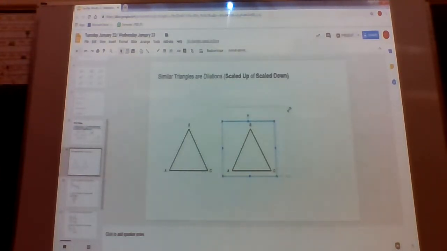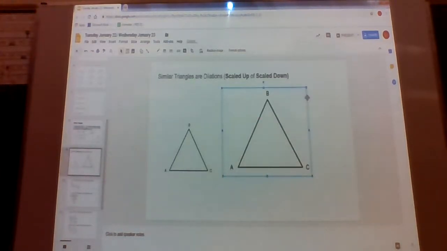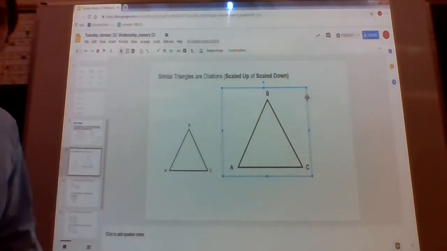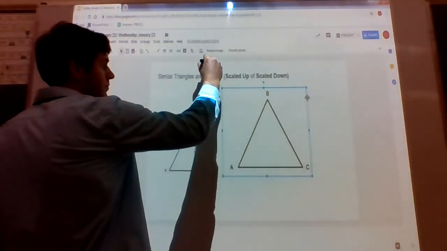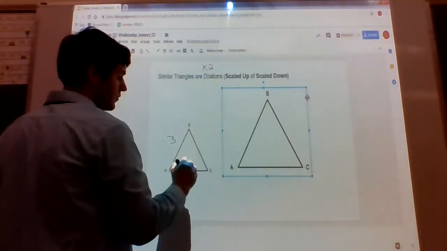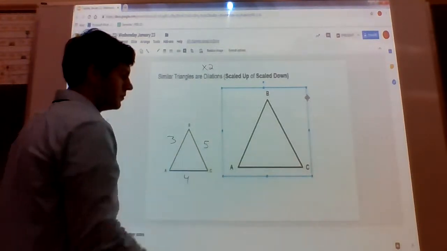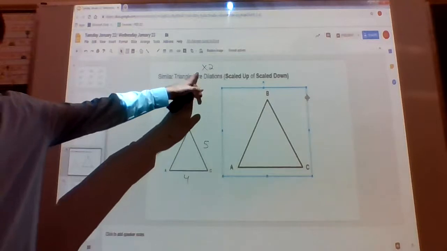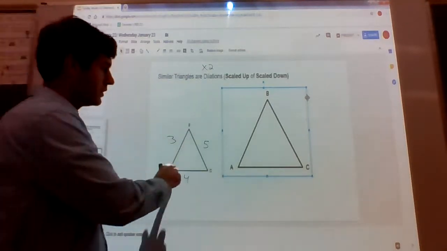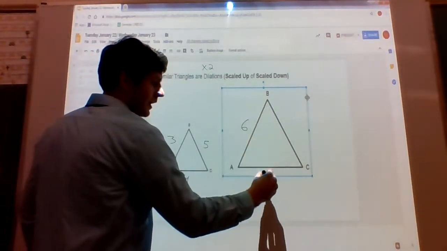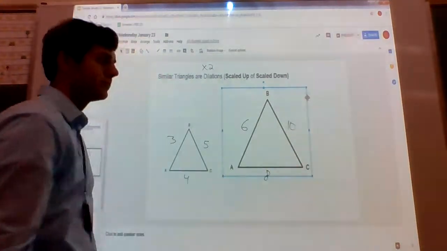Okay, we're either going to make it bigger or smaller. So this is basically what's happening. We're making it larger or smaller. So here we scaled it up. Let's assume we scaled it up by a factor of 2. If this was 3, 4, and 5, and we scaled up by a factor of 2, these sides would now be 6, 8, and 10.